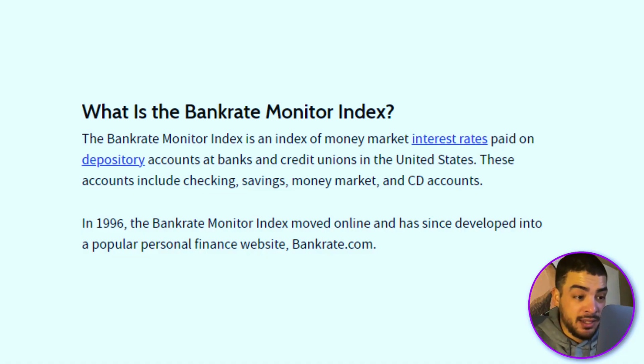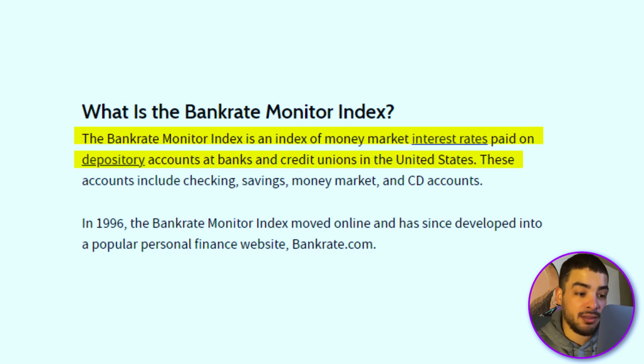All right, so Investopedia says here, it's a bank rate monitor index is what they put it as. So what is that? The bank rate monitor index is an index of money market interest rates paid on depository accounts at banks and credit unions in the United States.